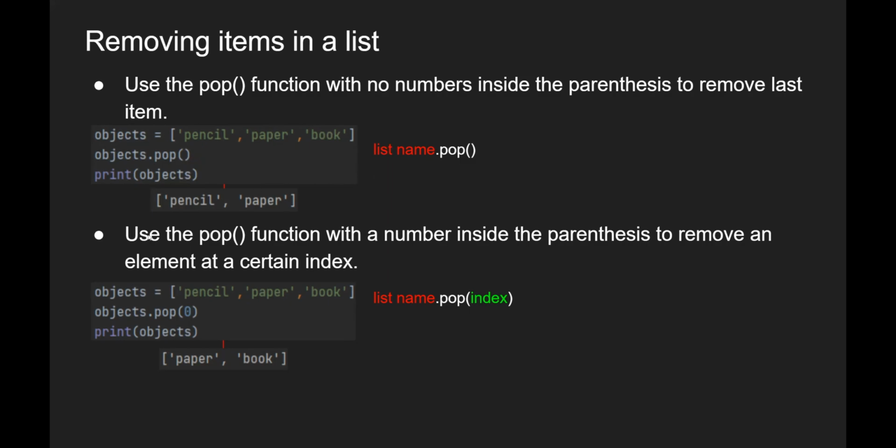And if we use the pop function with a number inside the parentheses, we can remove an element at a certain index. So if we said pop(0), it'll remove the first thing in the list. We'll just say list name.pop and then in parentheses the index. So if we said objects equals pencil, paper, and book again, and then objects.pop(0), it'll remove pencil. Then if we print objects, we only get paper and book because we removed the 0th index.